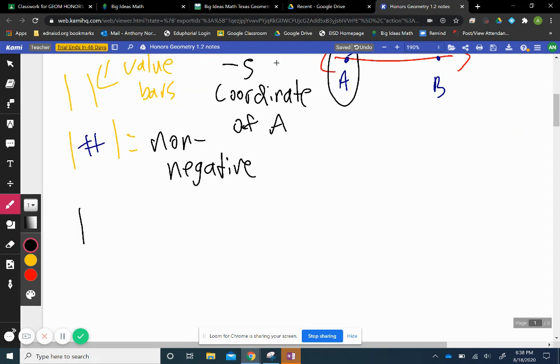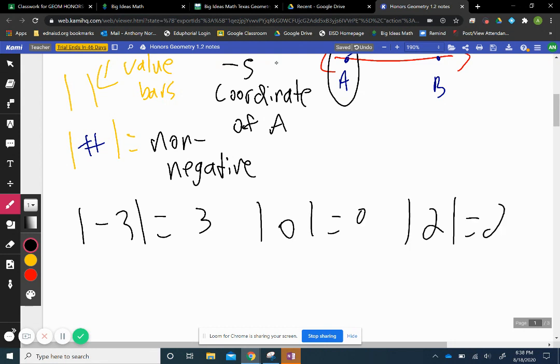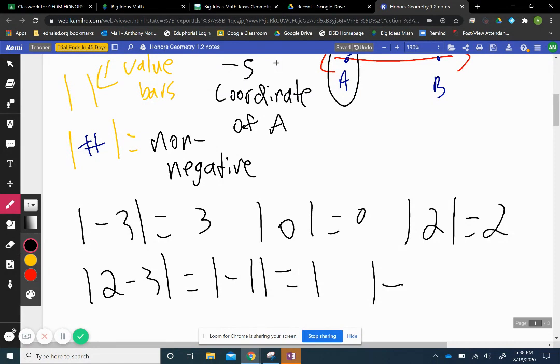So if you put in -3, it equals 3. If you put in 0, it equals 0. Put in 2, it equals 2. And also, if you have an operation, 2 minus 3, that equals the absolute value of -1, which equals +1. And if you have -6 times 3, that equals -18, which equals 18.